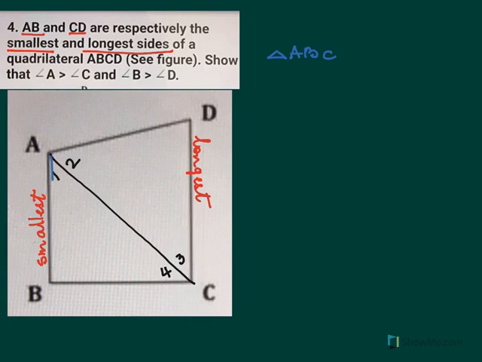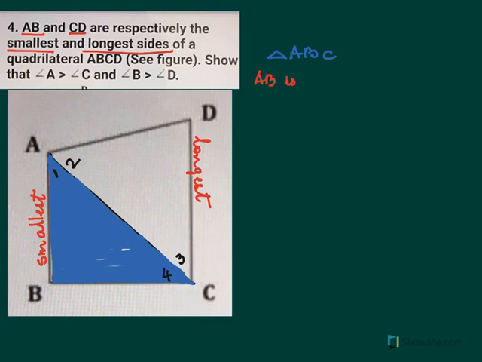ABC. That's this triangle ABC. So in this triangle ABC, AB is the smallest side. No other side is smaller than AB. So when I compare AB and BC, I'll definitely write that AB is less than BC, because remember AB is the smallest side. The angle opposite AB will be C, will be 4.